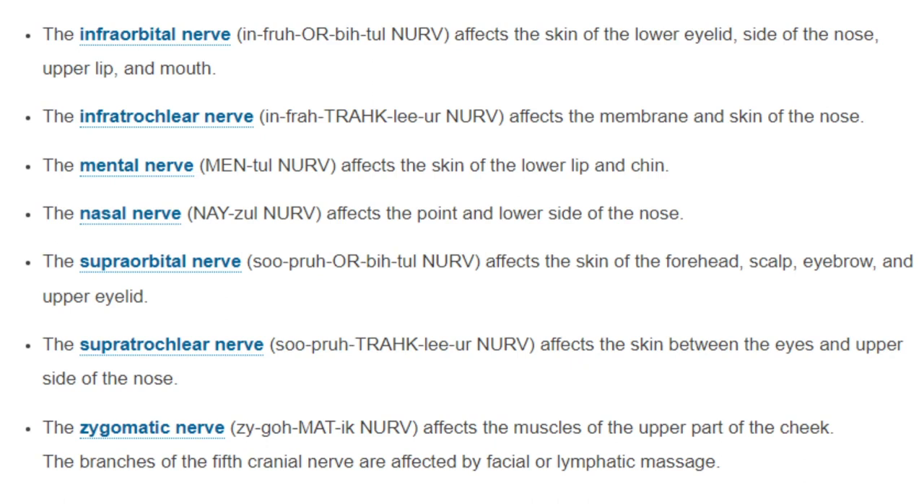The supraorbital nerve affects the skin of the forehead, scalp, eyebrow, and upper eyelid. The supratrochlear nerve affects the skin between the eyes and upper side of the nose. The zygomatic nerve affects the muscles of the upper part of the cheek. The branches of the fifth cranial nerve are affected by facial or lymphatic massage.